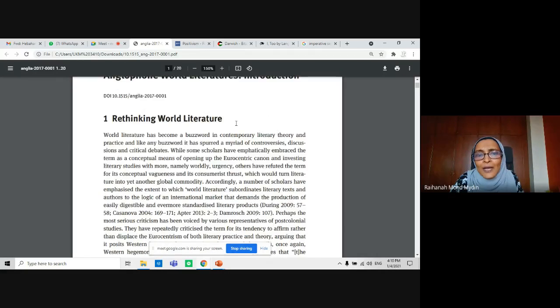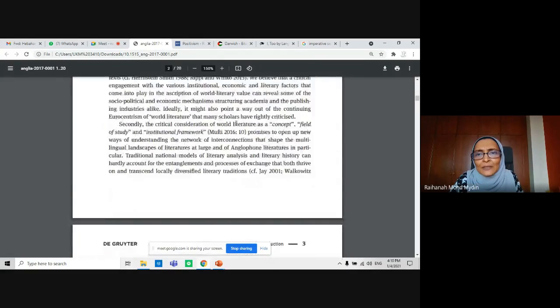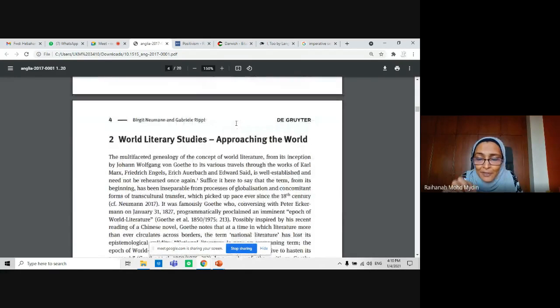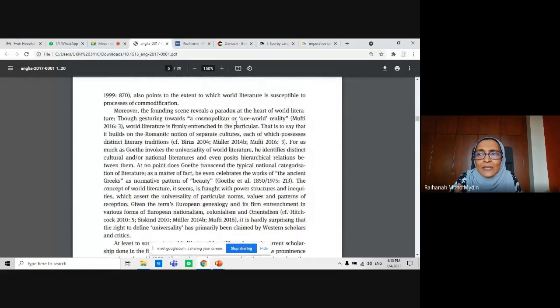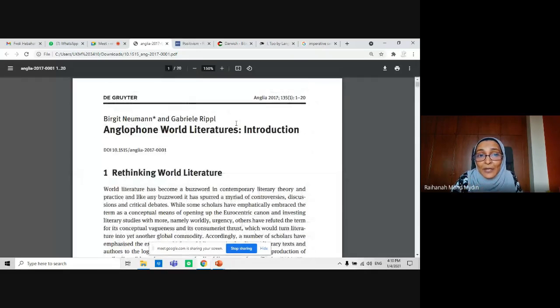Review this article. How do you review an article? One of the things you do is, when you're reading through the article, ask yourself, what stands out in this article for me? What are the key takeaways that I want to focus on? You don't have to go through every key point, but read the entire article, and then ask yourself what this article says to you about the topic in question, which is Anglophone world literatures.